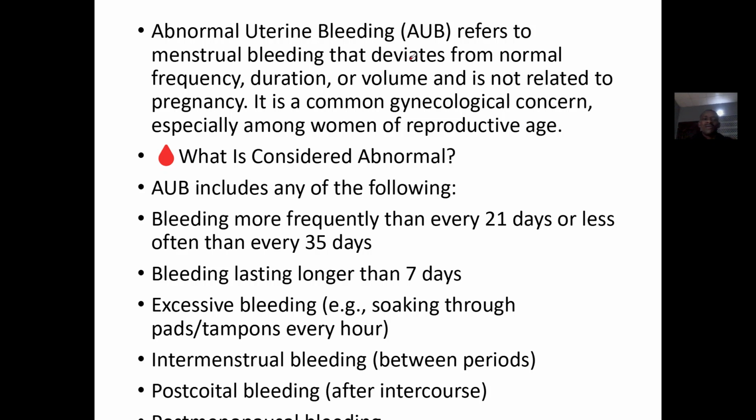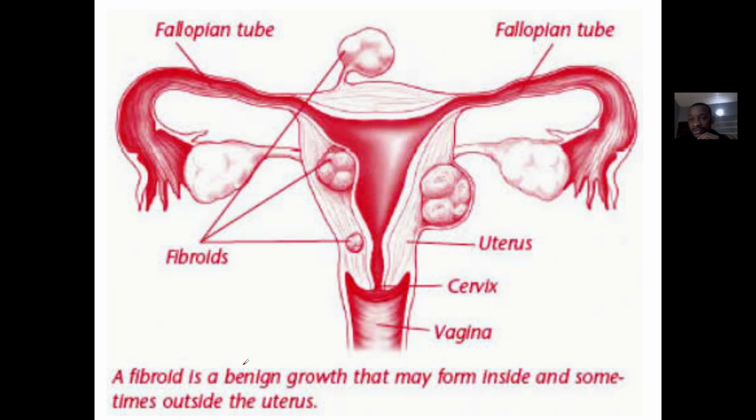Now that's why they say it refers to menstrual bleeding, but it mustn't be menstrual bleeding, right? It can be outside the menstruation cycle. Even if it is menstrual bleeding but it lasts more than 7 days, or the person has to use many pads before the bleeding stops, or there is intermenstrual bleeding between periods. That's why I said you have to rearrange the definition. Sometimes there's bleeding after sex. All of these are issues.